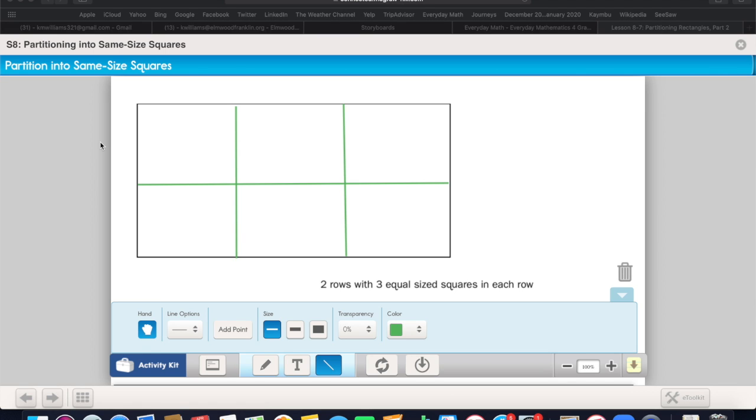When you're working today, try your best to break up your rectangles into equal rows with squares that are the same size shape in each row. Try your best to finish page 206 and 207 and partition your rectangles, and then work on page 208 to review your addition.